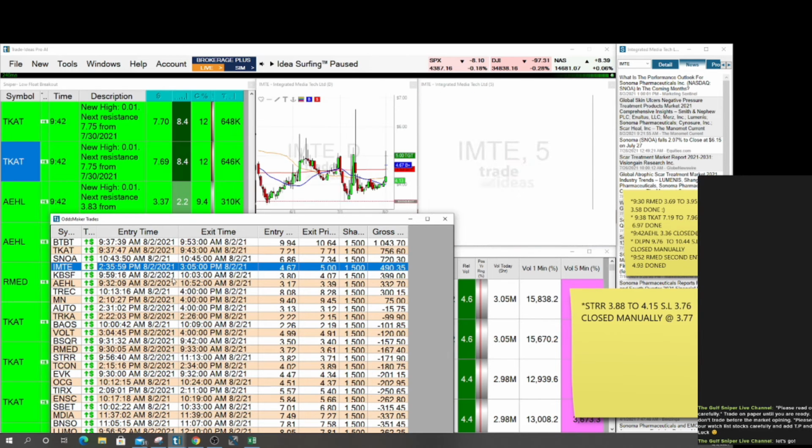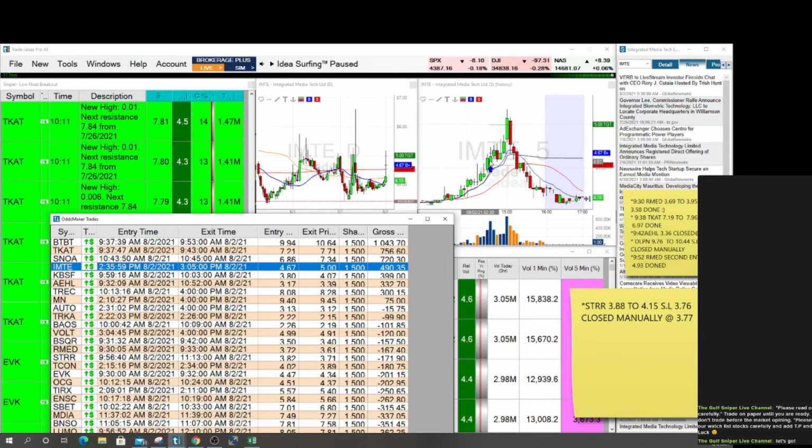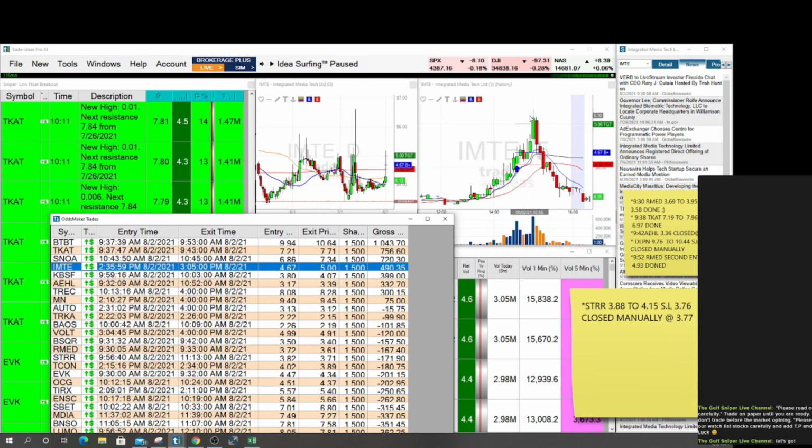Moving to IMTE, and it has done crazy movement. We were not able to enter here because we finished our opportunities and we made our profit, but it was a very interesting one. Of course, EVK was the star of the day, but let us focus on IMTE. IMTE came a little bit late, but still made for us 7% in exactly 30 minutes.